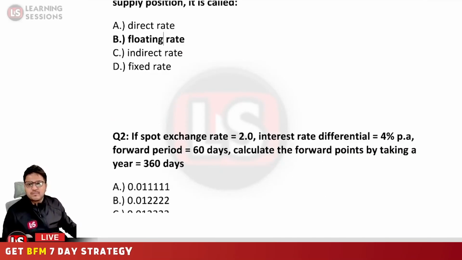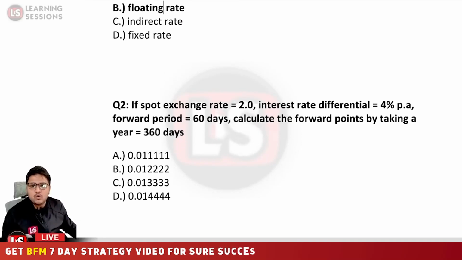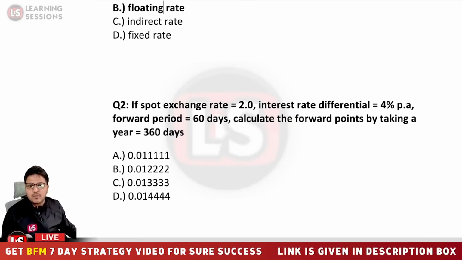Question number 2, it says if the spot rate is given to be 2, interest rate differential is given to be 4%, forward period is given to be 60 days, calculate the forward points by taking a year equal to 360 days. So what will be the answer related to question number 2? We need to calculate the forward points in this particular scenario.